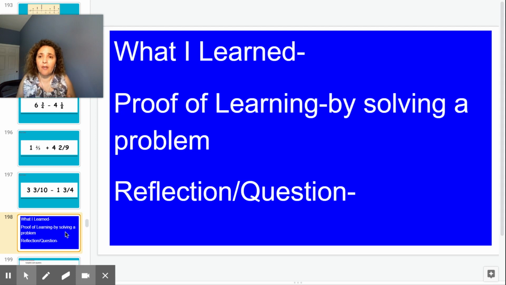Proof of learning by solving a problem. So do either an addition or subtraction with a mixed number, and then a reflection or a question.